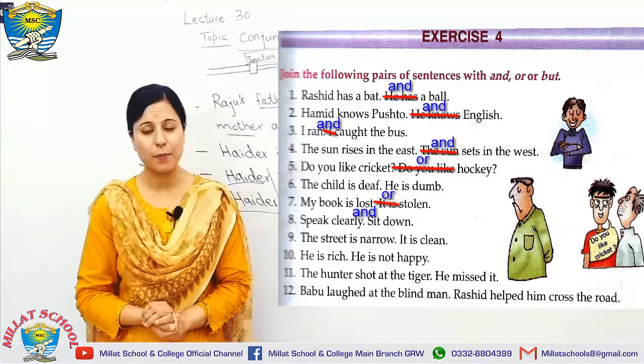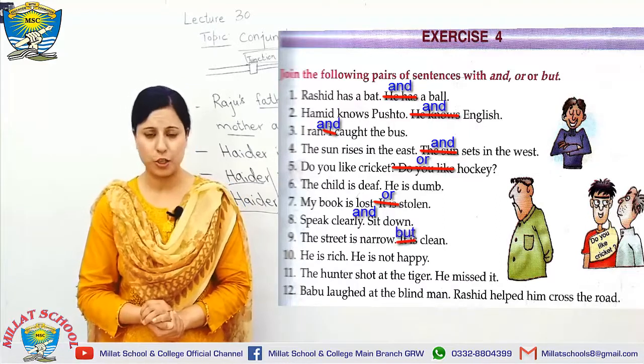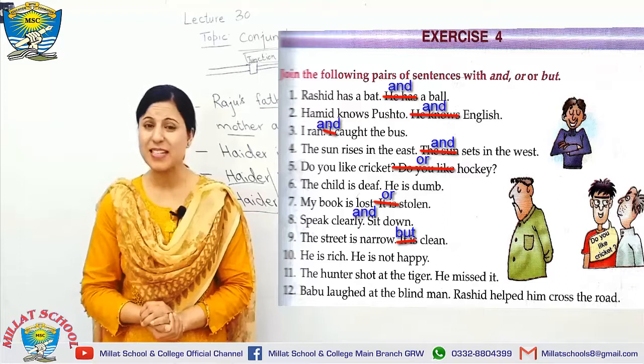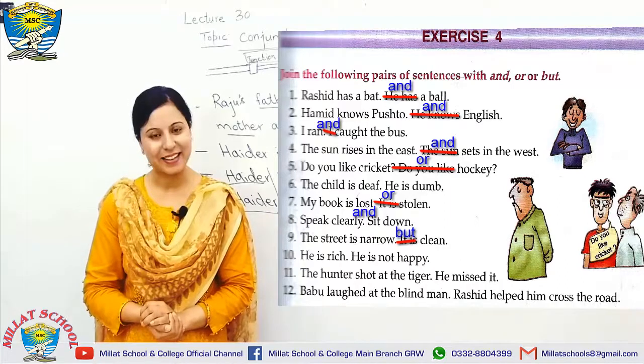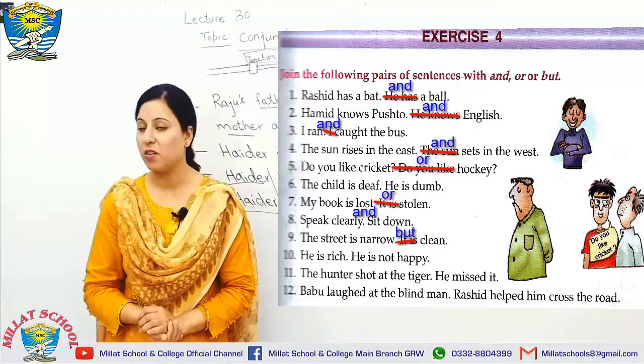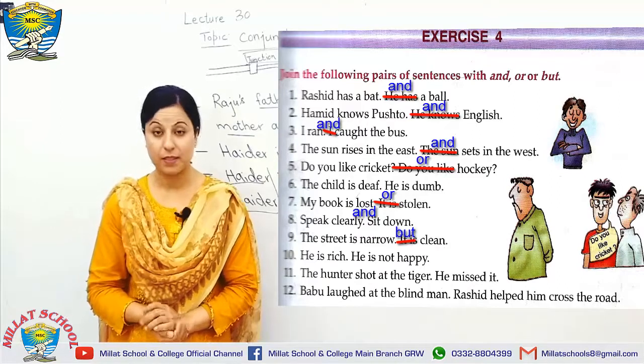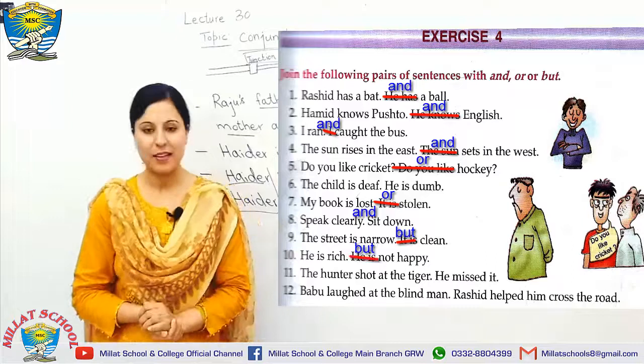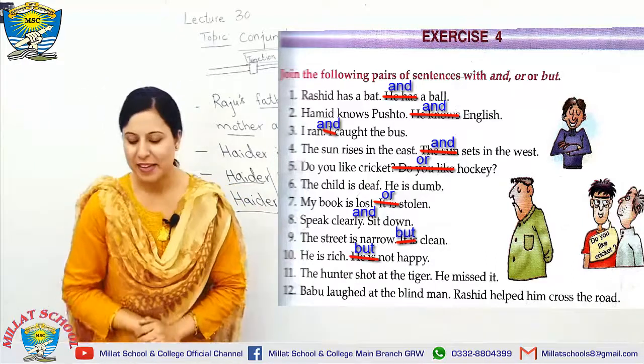Because we are talking about the two opposite conditions of the street. It's narrow but it's clean. Yes. Number 10, he is rich but not happy. It's a thing in everybody's life, part of life.